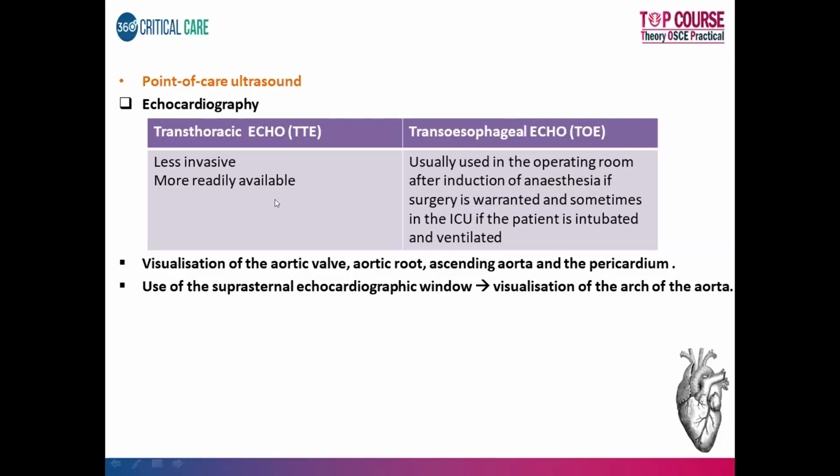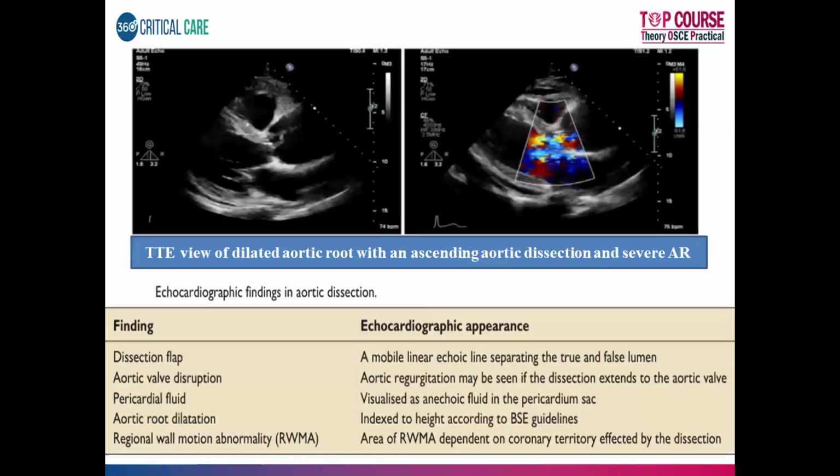So you usually see the aortic valve, aortic root, ascending aorta, and the pericardium. And the view that we usually use in the transthoracic echo is the suprasternal echocardiographic window, where you can actually see the arch of the aorta. Now, if you see, this is a parasternal long axis view, where you're seeing the LV, LA, and here you can see the dilated aortic root with some dissection flap. And this image is basically showing the aortic insufficiency.